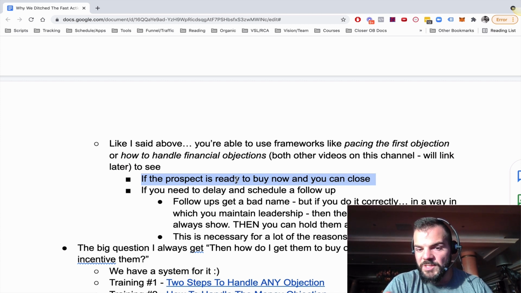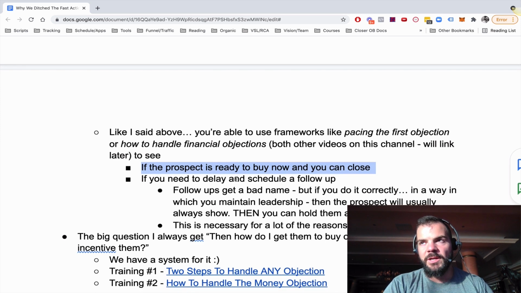Like, when I switched to this, without the fast action discount, I want to make it very clear, my one call closing ratio went way up, okay? So I was one call closing more without incentive-based pricing. I'm being serious. So it's not like, oh, well, if you get rid of it, you can just close more follow-ups. That's true, but if you're really good and you use these frameworks I'm going to show you below, you can one call close more as well.